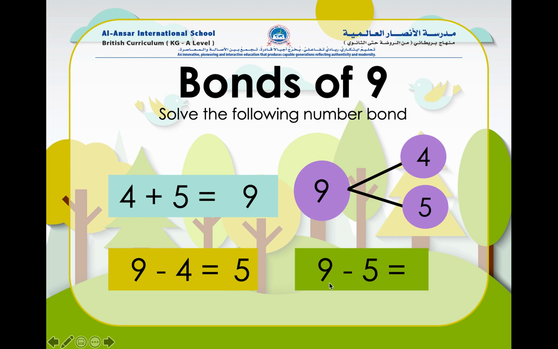Here we have 9 minus 5. 9 in your head, 5 on your fingers. 9, 8, 7, 6, 5, 4. So 9 minus 5 is equal to 4. And that is how we solve. We use addition and subtraction together.